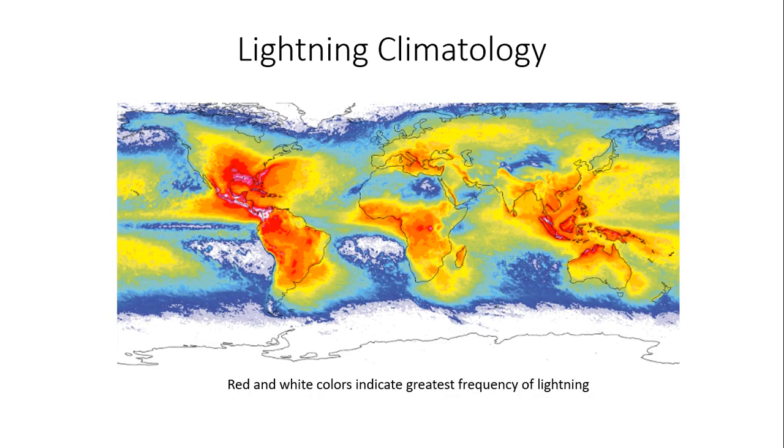Here is lightning climatology, generally showing red and white colors indicate the greatest frequency of lightning. Now the cool thing about this particular map is I'm showing the whole entire world. So if you notice, where does lightning occur the most? It occurs generally over heated land masses, of course. You don't see it as much over the ocean. I've been out to sea many times on ships, and even around developing tropical cyclones, it's very rare to see flashes of lightning over the ocean. I've never seen it, actually.